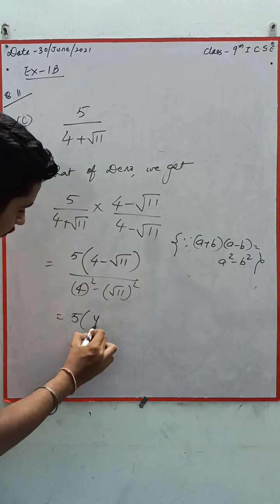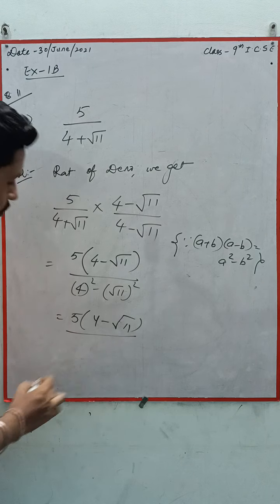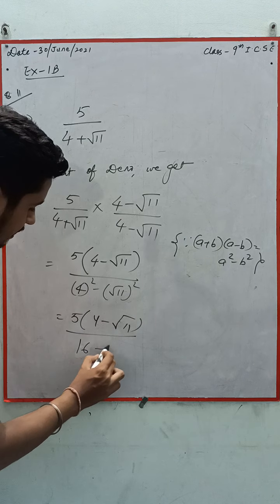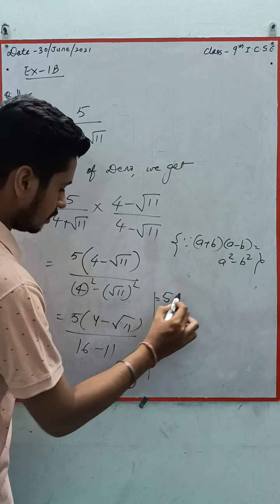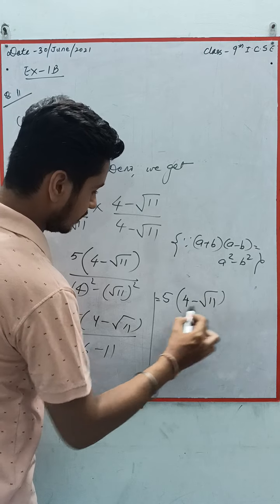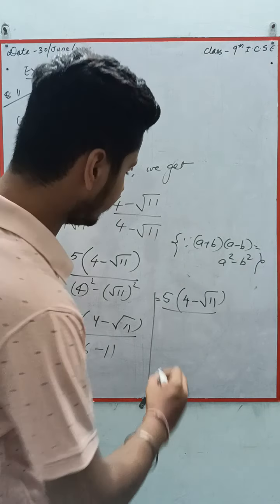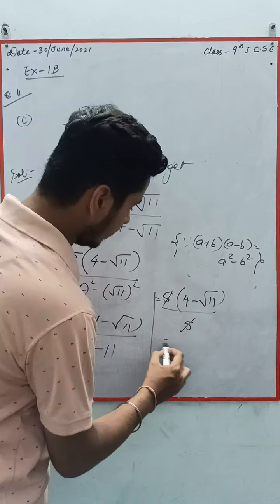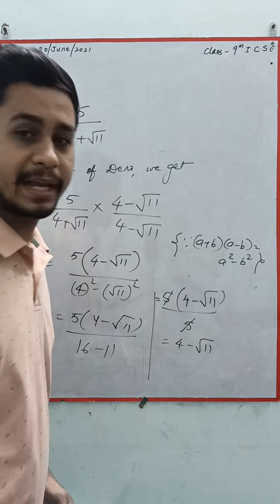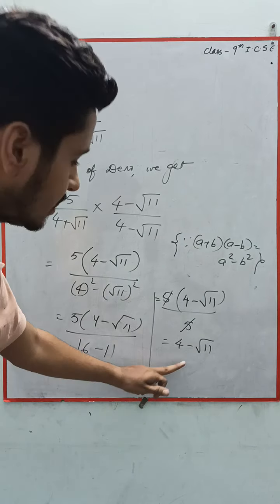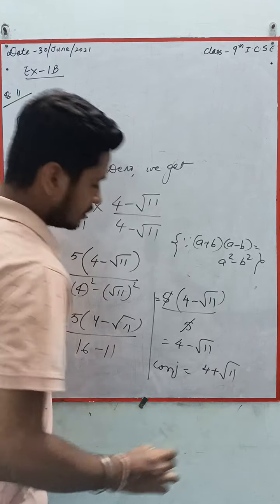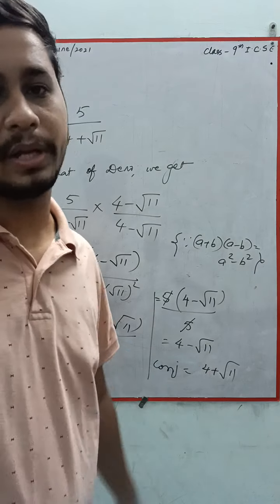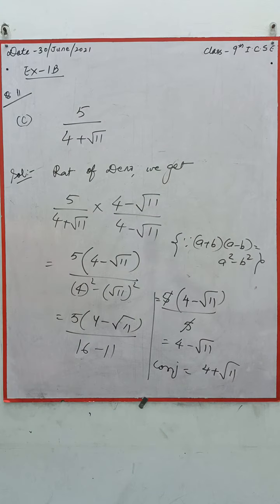Now 5 bracket 4 minus root 11, 4 square is 16 minus square to root will be cancelled, so here 11, or 5 bracket 4 minus root 11 whole upon 16 minus 11 will give you 5, 5 cancelled, you will get 4 minus root 11. Now what will be the conjugate of this thing? So we know how to find the conjugate, we just need to change the sign. So the conjugate of this will be 4 plus root 11. Similarly, try to do the other questions also.